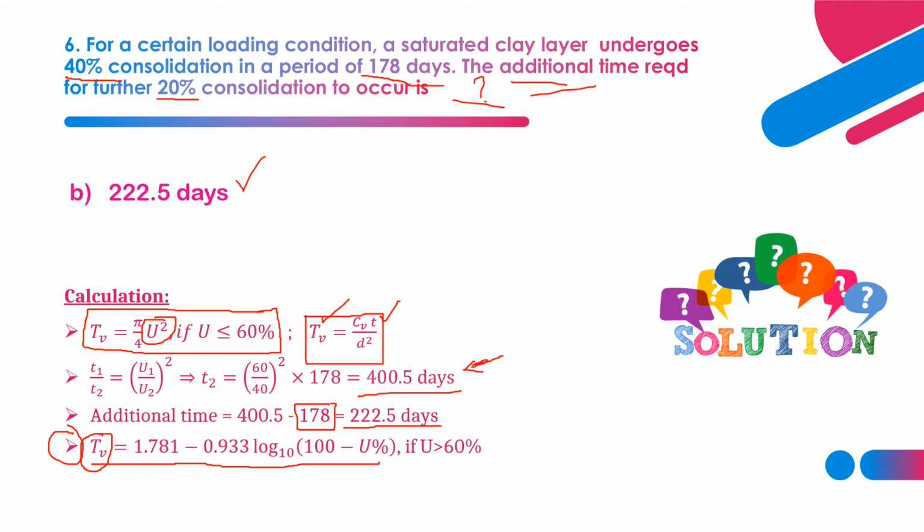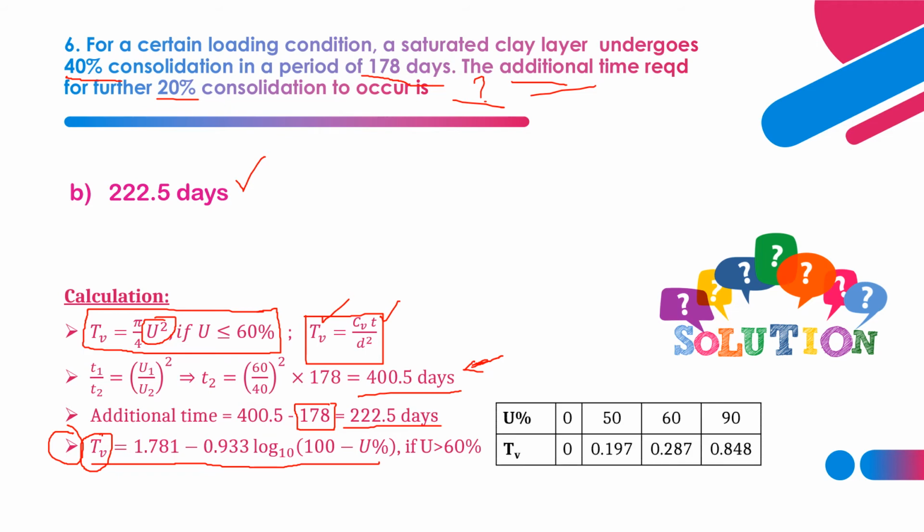Now let's see some important values to be remembered for the corresponding degree of consolidation. For 50% degree of consolidation, the TV value is 0.197. How is it calculated? Pi by 4 into 0.5 square gives the answer as 0.197. For 60% consolidation, it is 0.287. For 90% consolidation, the time factor is 0.848. These are important values to be remembered so that calculation time gets reduced.